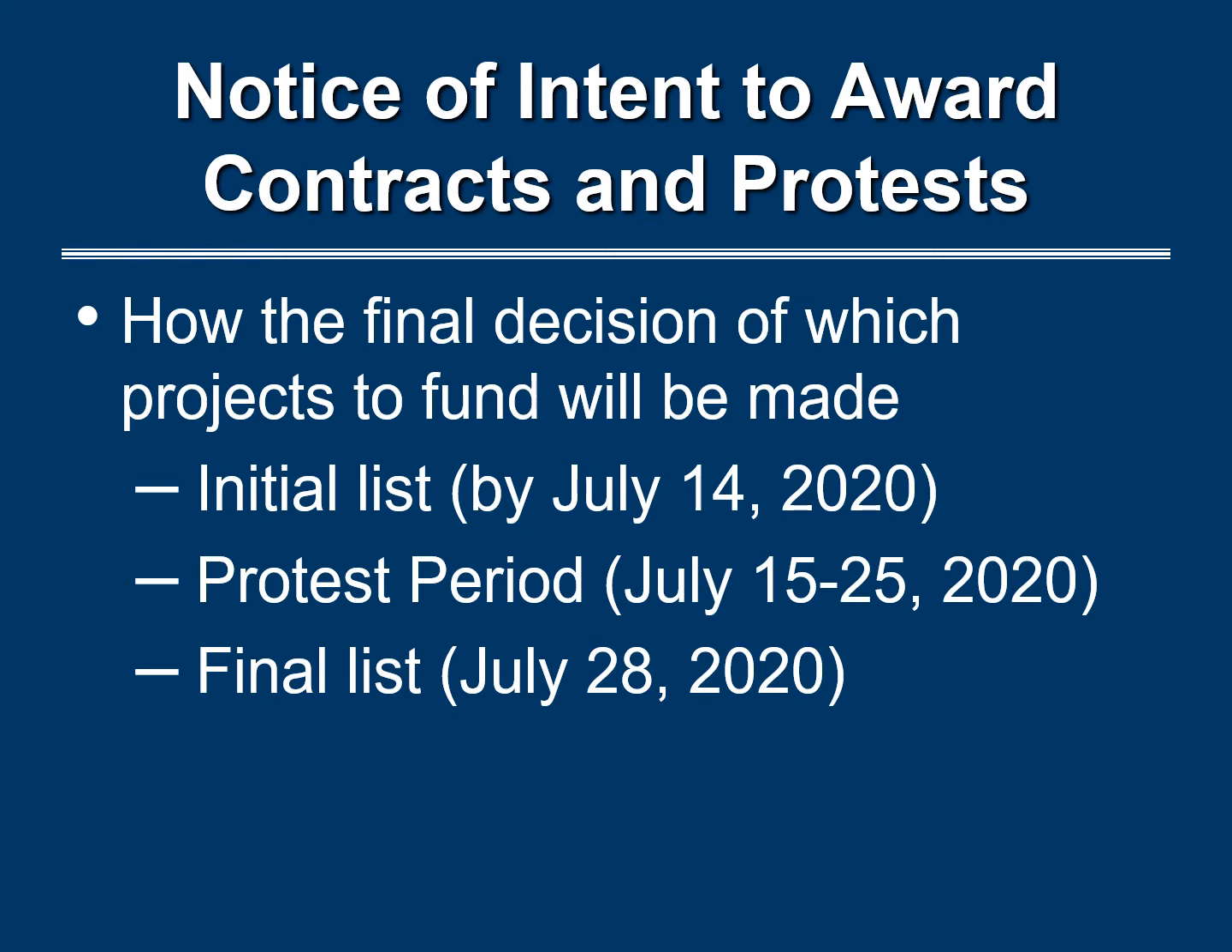Notice of intent to award contracts and protests. This section tells you how the final decision of which projects to fund will be made. An initial list of projects will be published by July 14, 2020. Projects that weren't funded can protest during a 10-day period, July 15th through 25th, 2020, and the final list of funded programs will be available on July 28th, 2020.